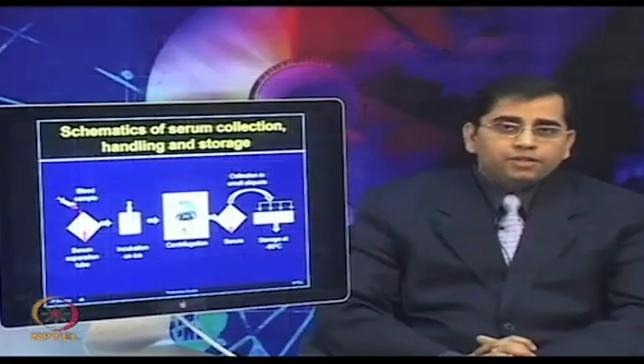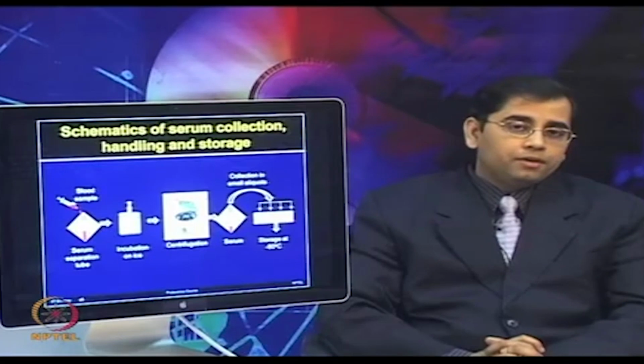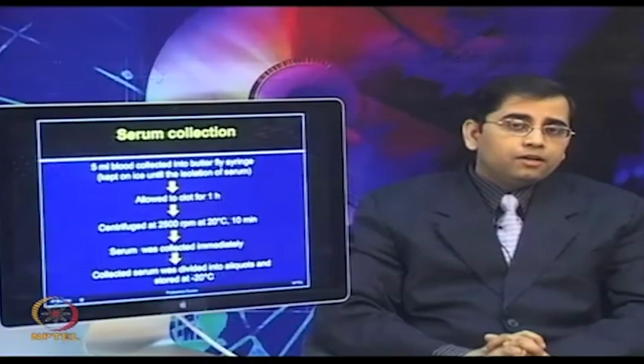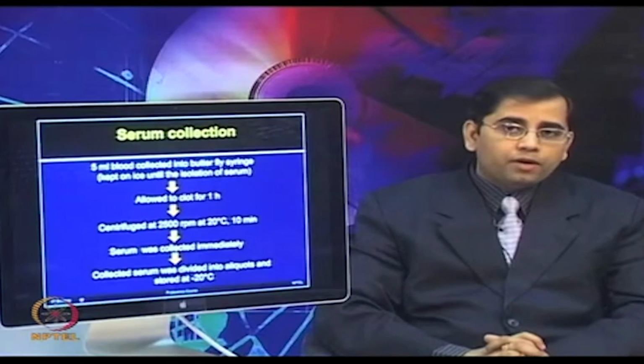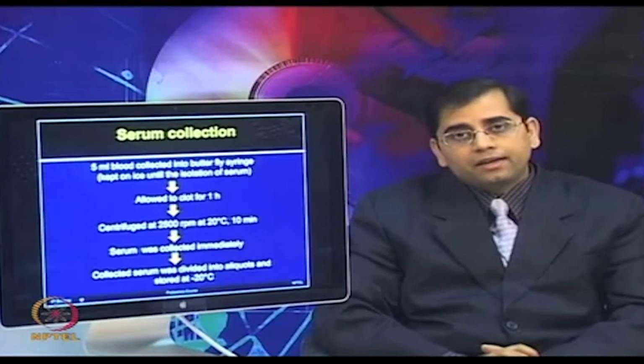So, as you have seen in the animation, first of all you need to collect the blood sample, then the serum has to be separated from that, and after serum is collected, you need to store it in small aliquots at minus 80 degrees. So, this slide gives you the various steps involved in this process. Ideally, 5 ml of blood is sufficient for getting enough serum to perform such proteomic investigations.